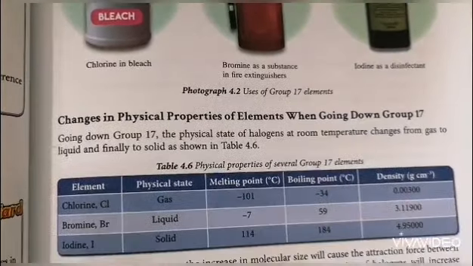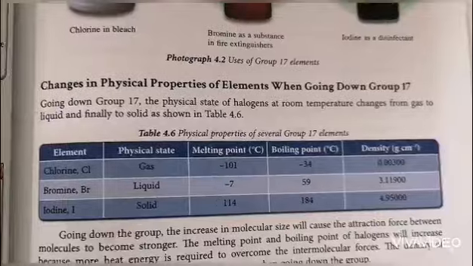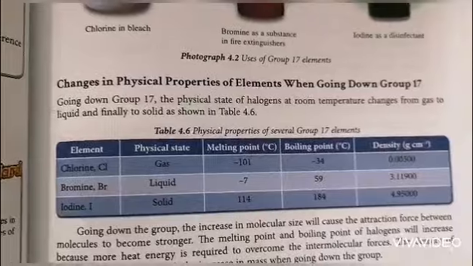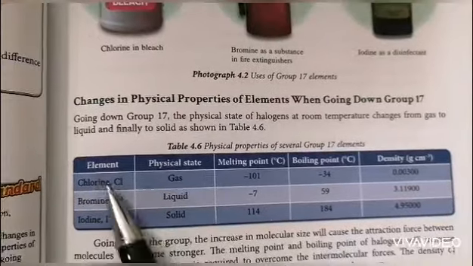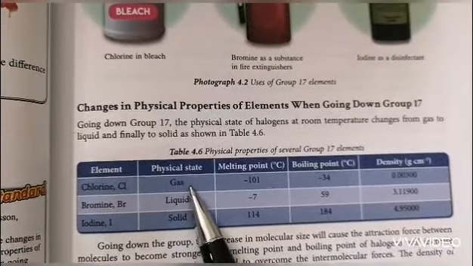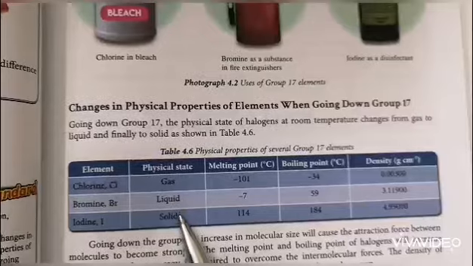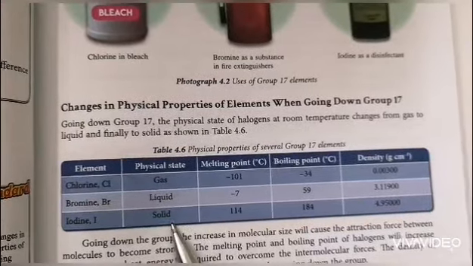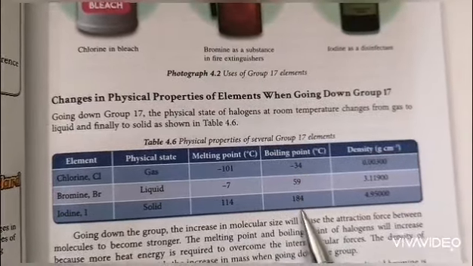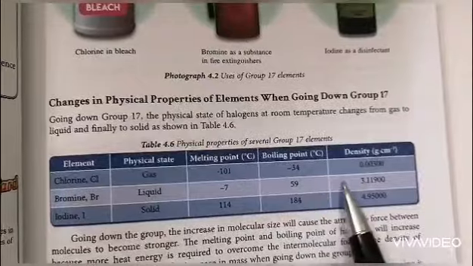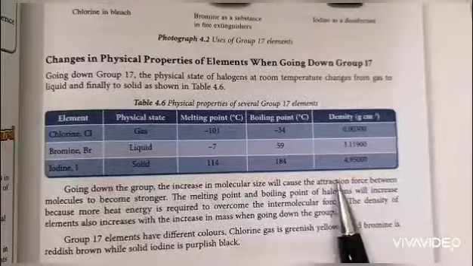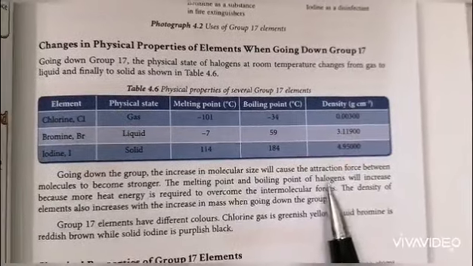Now, as we go down group 17, what are their changes in physical properties? As we go down the group, you can see that chlorine is a gas, bromine is a liquid, and iodine is solid. What does that mean? It means that melting point and boiling point increase as we go down the group, and density also increases. Right, so that's the physical property.